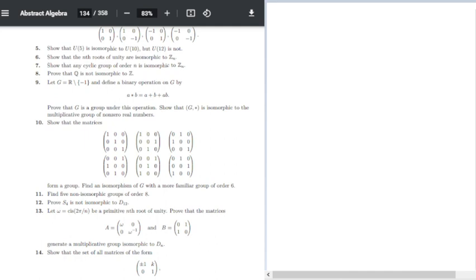So prove that Q is not isomorphic to Z. This is because we've shown previously that Q is not cyclic, while Z is cyclic. We have to prove that G star is isomorphic to the multiplicative group. Okay, we've shown already that this is a group under the operation, but we have not shown the isomorphism.